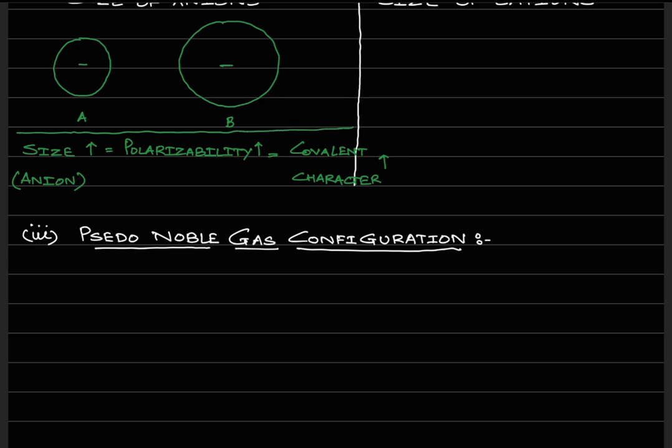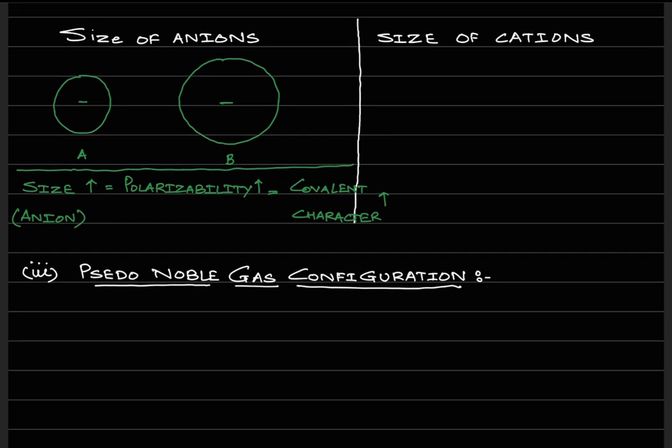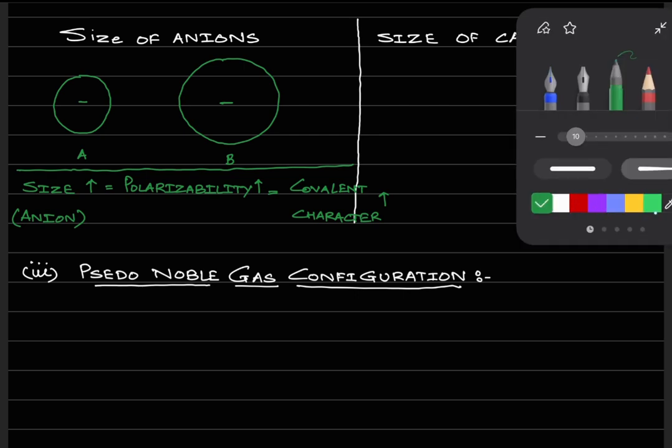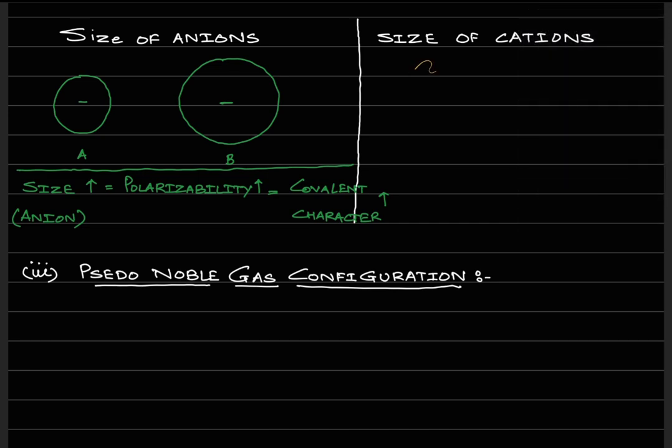Again, I'm repeating, this is the case for anions. Let's now talk about cations. So in case of cations, let's say I have a cation with a positive charge A and another cation B, again with a single positive charge. Okay, so I have two cations.